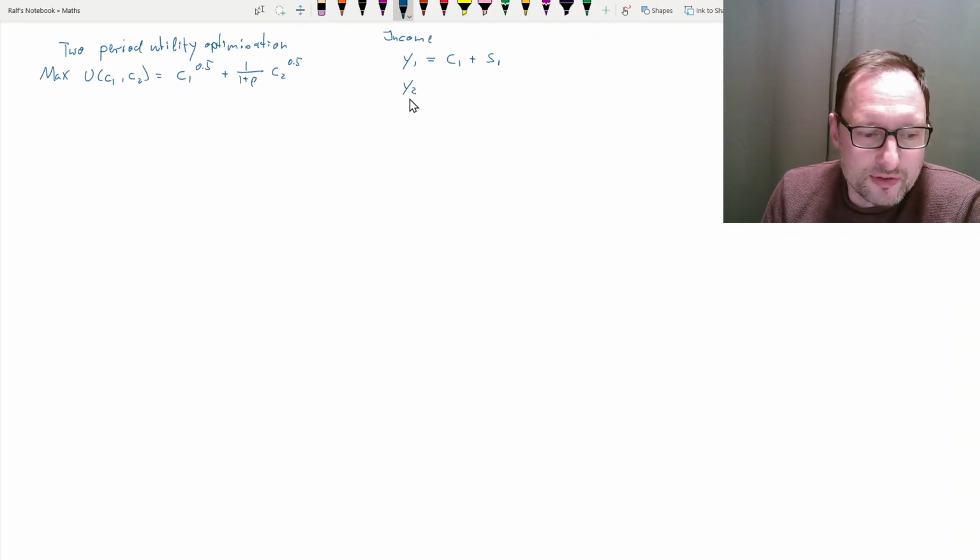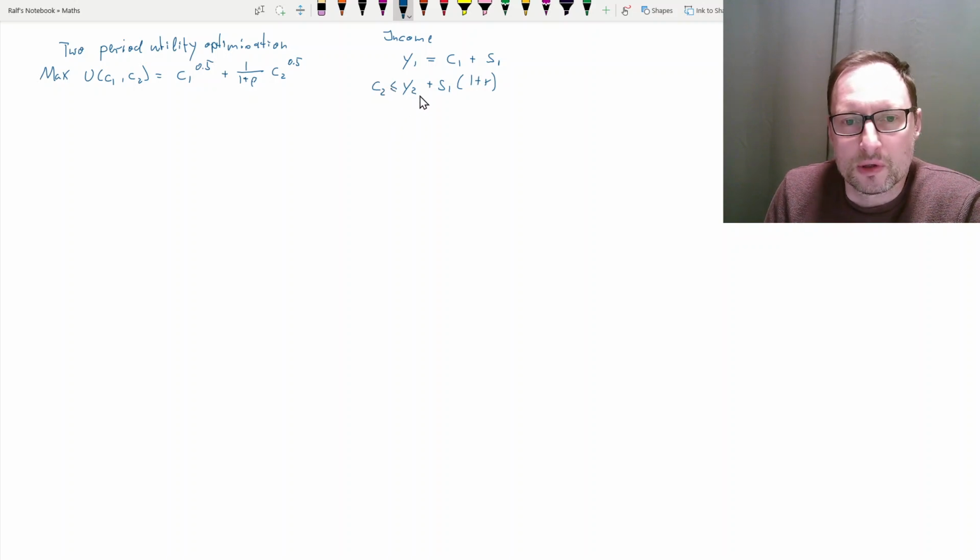Now, if you've saved something from period 1, then you also get your savings back with an interest rate. That interest rate is r. So you get back whatever you saved in period 1 times 1 plus r. So it has grown at a rate of r. That means that in period 2, the amount you can consume, C2, has to be smaller or equal to y2 plus S1 times 1 plus r.